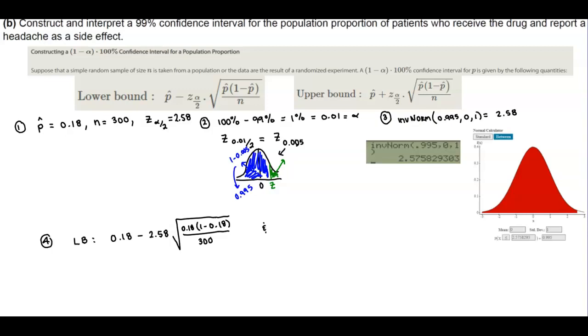And when we want to find the upper bound, it's going to equal 0.18 plus 2.58 times the square root of 0.18 times 1 minus 0.18 divided by 300.